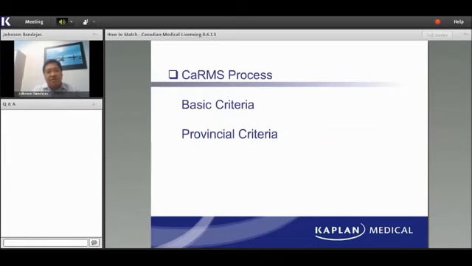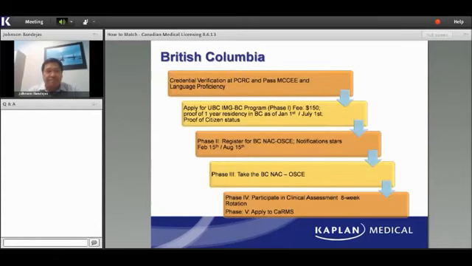Now, the only difference will be the provincial criteria for the residency matching. Canada has 10 provinces, and each province has different criteria for CARMS. So what I'm going to focus on tonight will be British Columbia. Now, if you're planning to apply for residency as an IMG in British Columbia, the first thing you have to do will be to apply to the UBC IMGBC program.